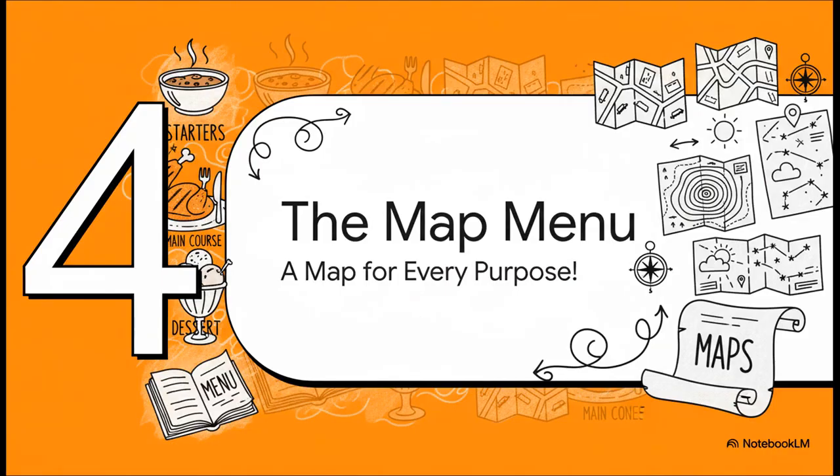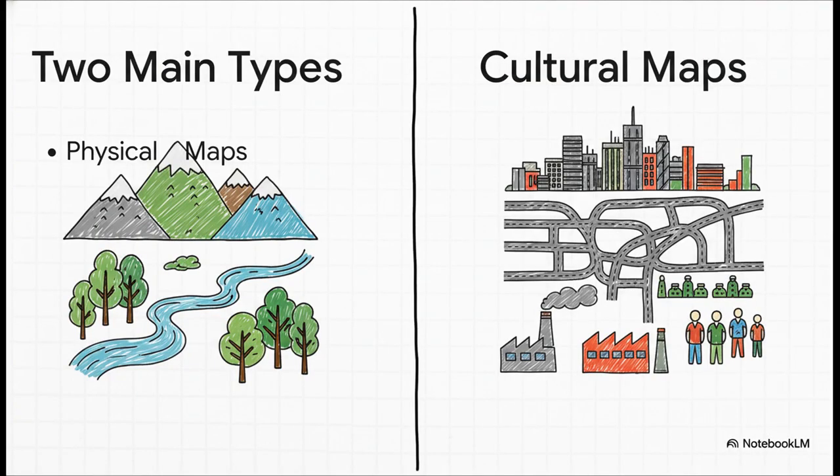All right, just like when you go to a restaurant, you have a menu, right? With starters, main course, desserts. Well, maps also have a menu. There's a different type of map for every single purpose. And this menu is divided into 2 main sections. First, you've got physical maps. These show all the natural things, mountains, rivers, soil types. Then you have cultural maps, which show everything that we humans have built or done, cities, roads, population, industries.